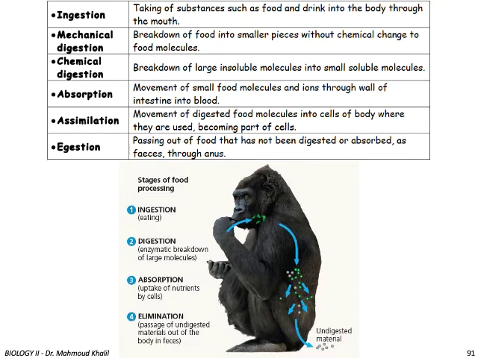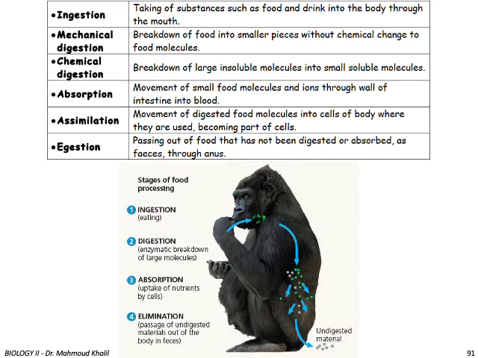Ingestion, of course, is taking food substances, food and drink, into the body through the mouth. Mechanical digestion is the breaking of food into smaller pieces without chemical change to the food molecules, while chemical digestion is the use of enzymes secreted by the digestive tract to transform large insoluble molecules into soluble ones.